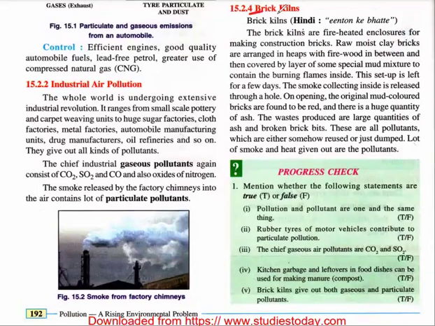Then brick kilns. So what is this? In Hindi, it's known as Eent ke Bhatte. Brick kilns are fire heated enclosures for making construction bricks. Raw moist clay bricks are arranged in heaps with firewood in between, and then covered by a layer of some special mud mixture to contain the burning flames inside.